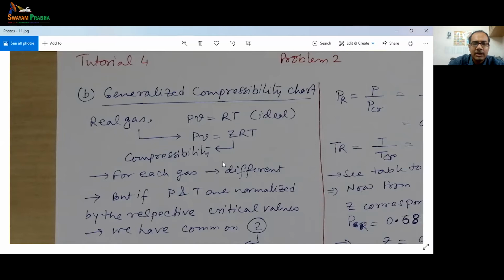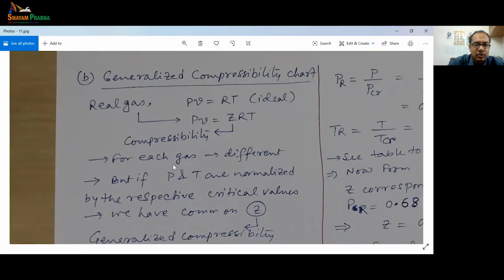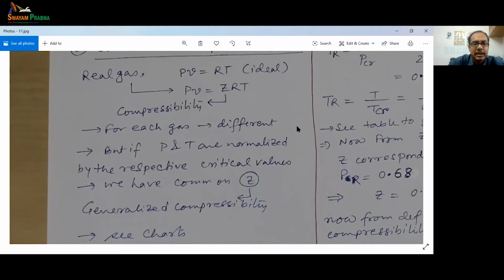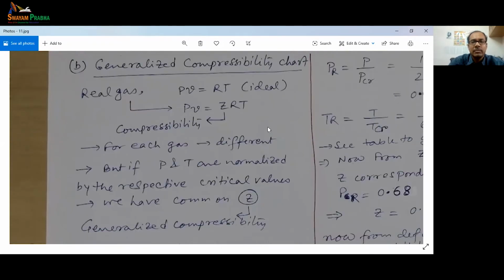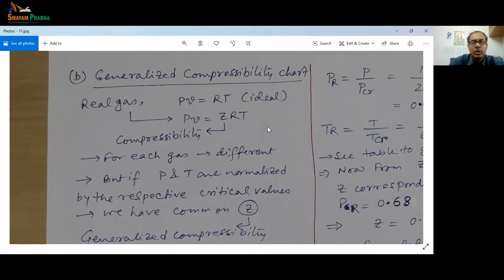This you have learned, and if you haven't, please go back to the book and find out what it means. So for each gas, this compressibility factor is different. You will have different Z, but what does that mean? Whenever you have a gas, you have to list your Z for different pressure and temperature combinations, right? So each gas will give you one chart for compressibility.